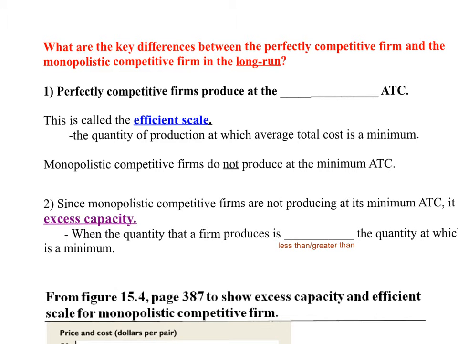This is a continuation of chapter 15. This is part 2 for monopolistic competition, which is the third market structure I've looked at. So now we're going to distinguish a little bit between a perfectly competitive firm and a monopolistically competitive firm.